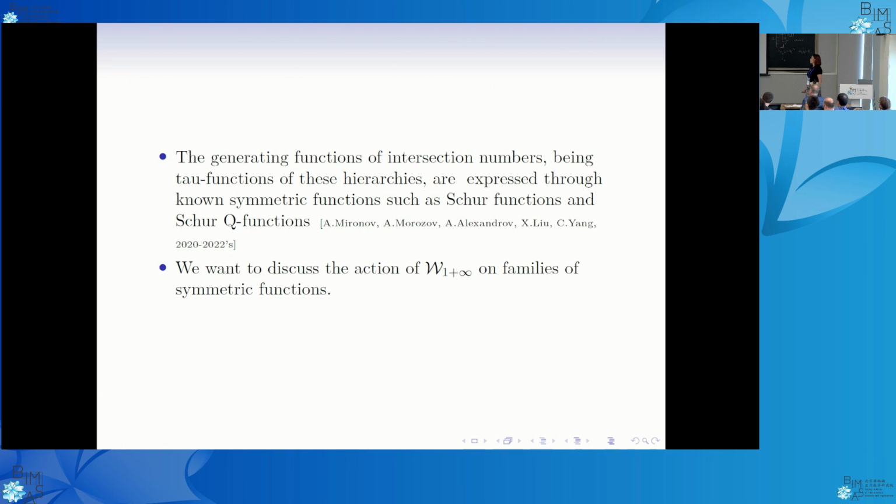What we want to do today is to talk about how W1 plus infinity and its analog act on families of symmetric functions. We want to talk about this not coefficient by coefficient, but combine everything in the generating function. That will be our philosophy today for our story.